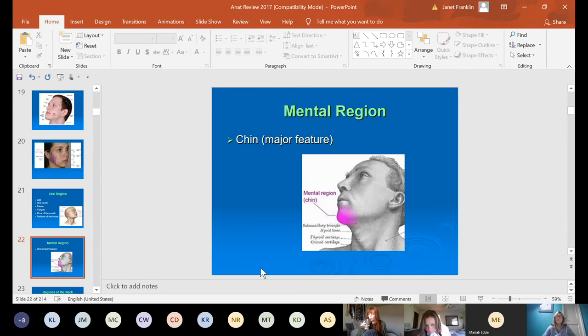The chin area is called the mental region. So just this area right here. Anytime you hear the word mental, think of the chin area. So if we were talking about submental, it would be underneath the chin area, sub being below.